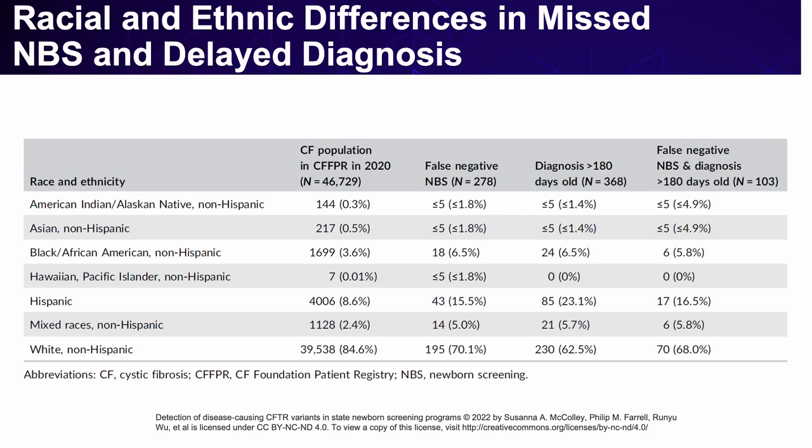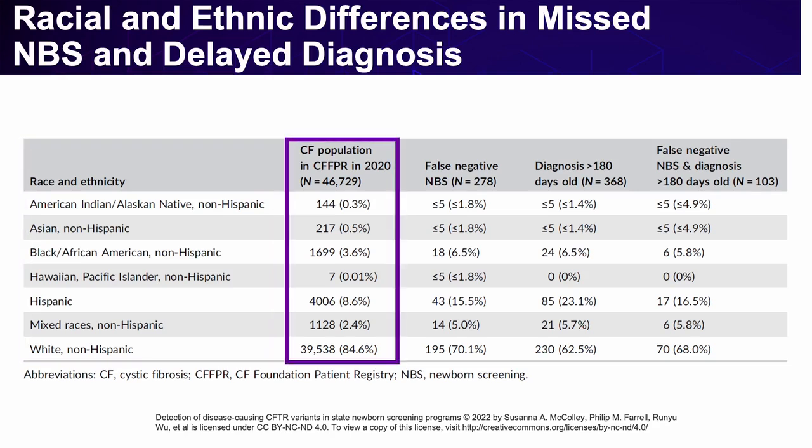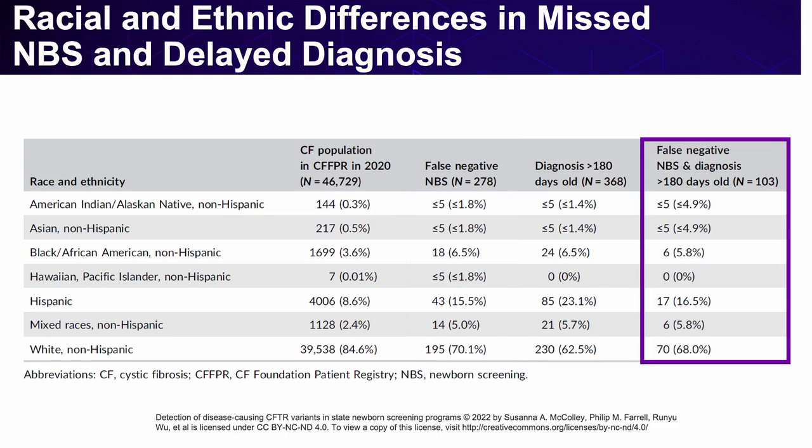So again, looking at data from Dr. McCauley's paper, it's really important to realize that there are racial and ethnic differences in newborn screening and resultant delayed diagnoses. On the very left-hand column of this table, you'll see race and ethnicity, and then the numbers based on the whole population of people in the CF patient registry, and those who have false negative newborn screens, highlighted in purple here, those who have a false negative newborn screen and who are diagnosed at greater than 180 days, so older than the median diagnosis.